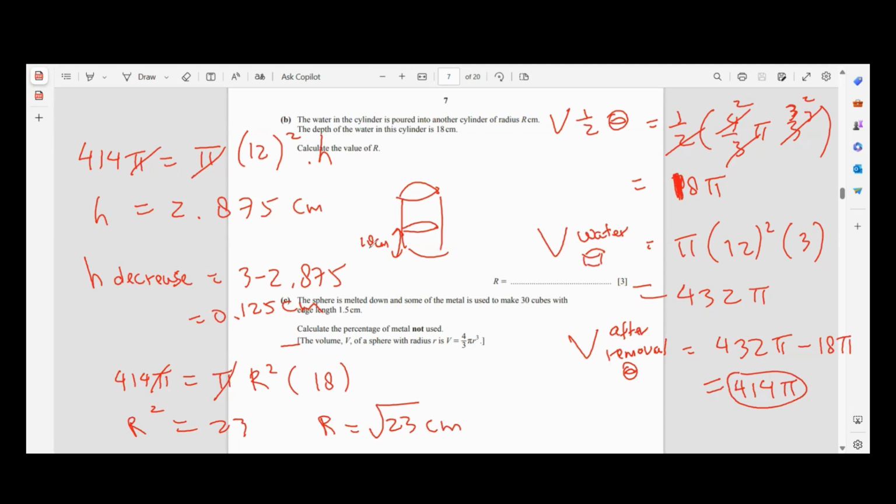And then for the C, the sphere melts down. Oh, I see. So we can calculate the sphere volume.